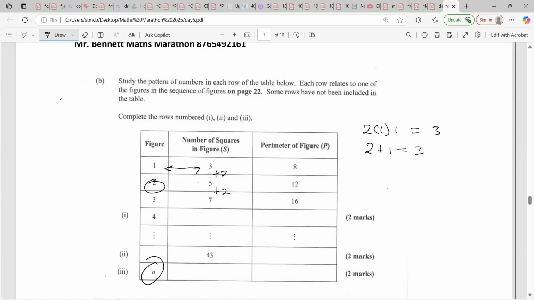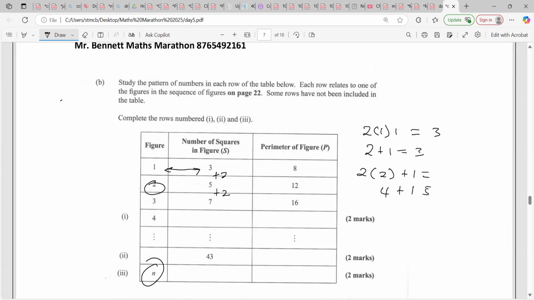What we do is at n times, so 2 times 2 plus 1, 2 times 4 plus 1, 5. That works. Same thing with this one: 2 times 3 plus 1 will give you the same. So for this one, we normally find this first. So it's 2n plus 1. Whatever is happening, this is what we do. 2n plus 1.